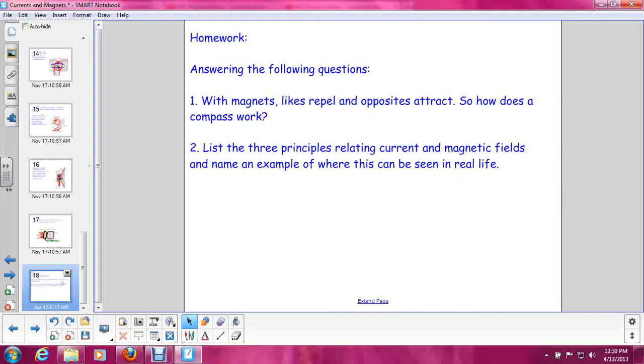And 2, list the 3 principles relating current and magnetic fields and name an example of where this can be seen in real life. Now, if you name an example that I listed in the video, I want you to tell me how it works. You can also look up another example because there are tons out there. But please, if you look something up, cite your source. I personally don't mind if you look stuff up. I don't think Mr. Munson really minds either. But make sure you're not taking that credit for your own. If you don't come up with an example off the top of your head or from this video, you need to cite your source.